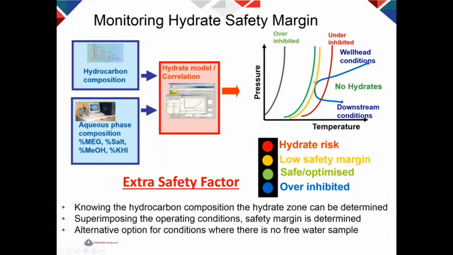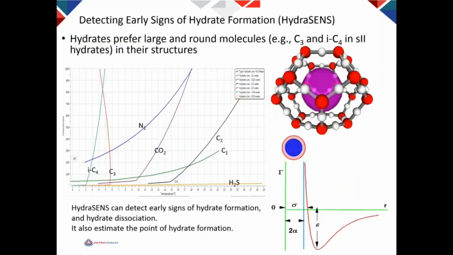If it is here, it is very close. If you can put a safety margin, then 2 to 3 degrees safety margin. And then finally here, we have too much inhibitor. We have too much inhibitor. So that traffic light I mentioned, it is achieved here.